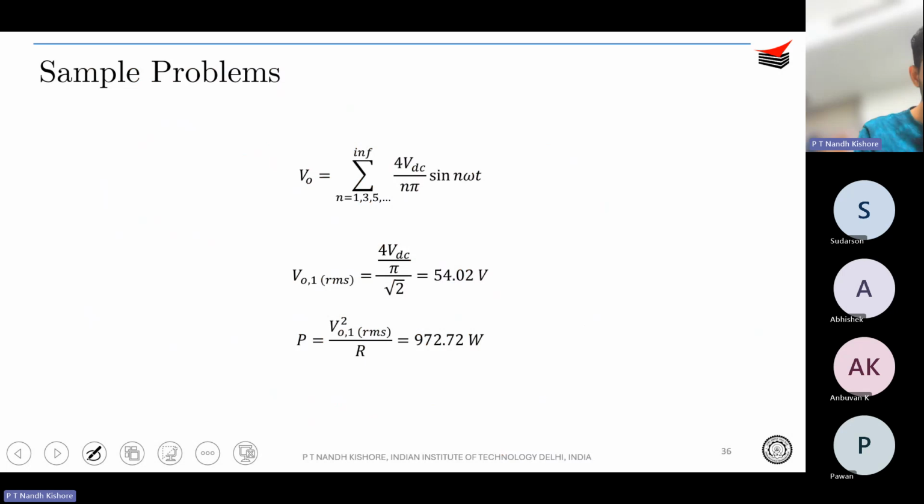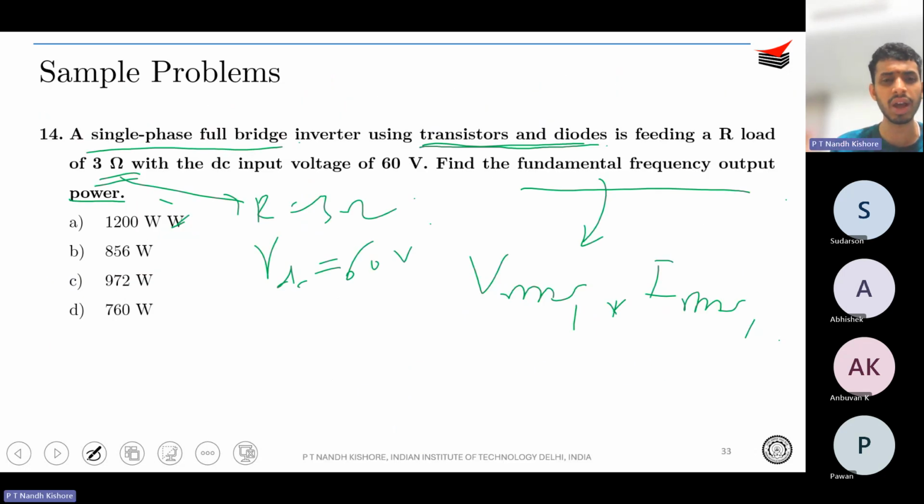Yeah, so correct. It turns out around 972. Yeah, correct. Simple, right? Just apply the V square over R formula. And it is the fundamental value. So 4 VDC by pi by root 2, that is your RMS. That square divided by R. Okay, R is given and the input voltage is also given. So it turns out around 972 watt.